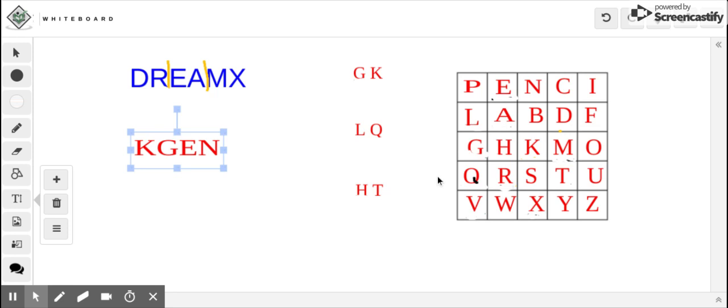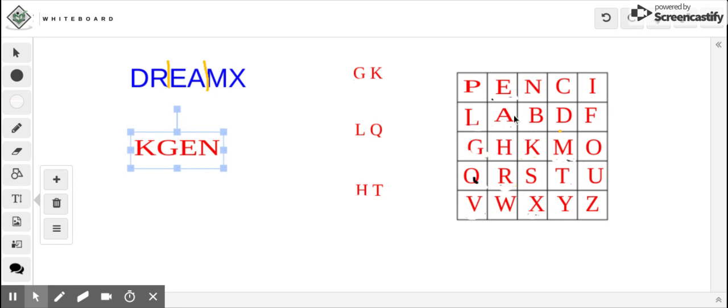Hello, in this video I will be teaching you how to encrypt and decrypt using the Playfair cipher. So our first matter of discussion is over here. I have this 5x5 grid and this acts as sort of my key. You can see I have the word pencil written out up here.